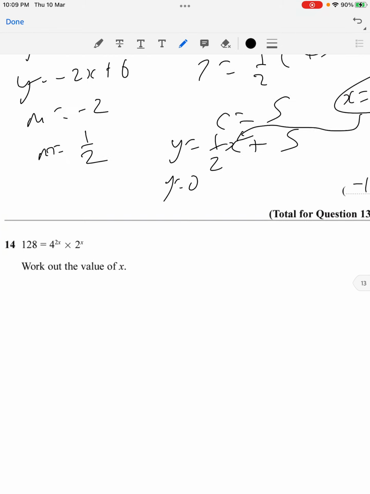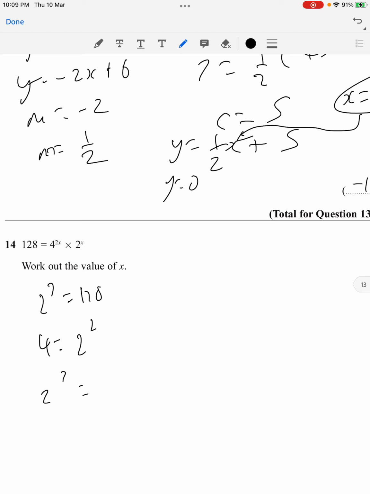Next one, convert everything for this: 128 is equal to 4 raised to the power 2x multiplied by 2 raised to the power x, right? So work out the value of x. Convert everything to the power of 2, right? What I'd like you to do is use a function to calculate the power of 2. So 2 raised to the power 7 is equal to 128, okay? So that's how we get it. And 4 is equal to 2 raised to the power of 2. So you just do that method.